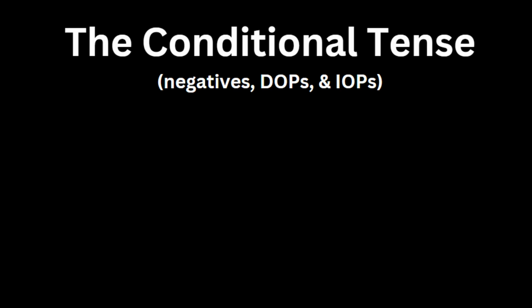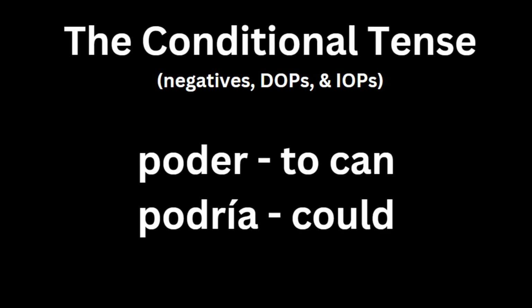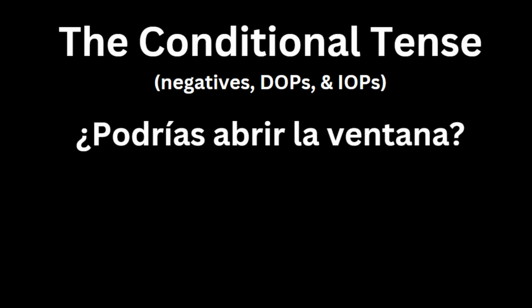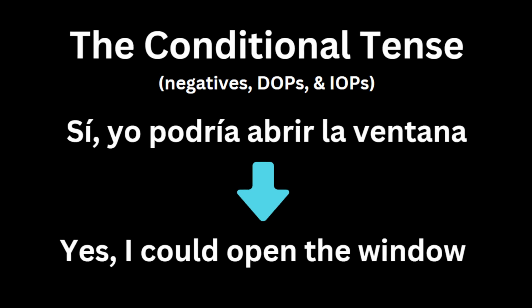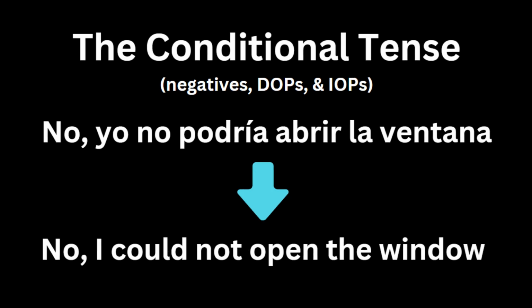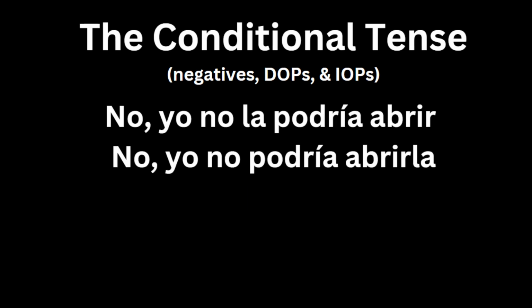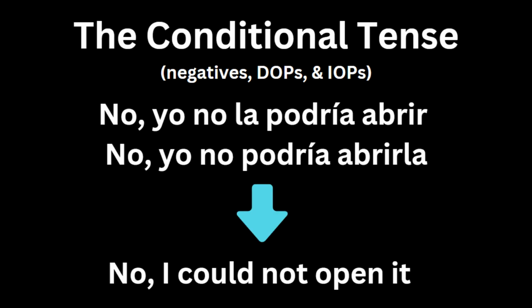and by far, the most practical and useful application of the conditional is the verb poder, which is commonly used to make polite expressions. Asking something like ¿podrías abrir la ventana? Can mean could you open the window? And you can reply with sí, yo podría abrir la ventana. Yes, I could open the window. Or maybe, if you want to reply negatively, you can say no, yo no podría abrir la ventana. No, I could not open the window. Or maybe, you can use a direct object pronoun instead, like saying no, yo no la podría abrir, or no, yo no podría abrirla. No, I could not open it.